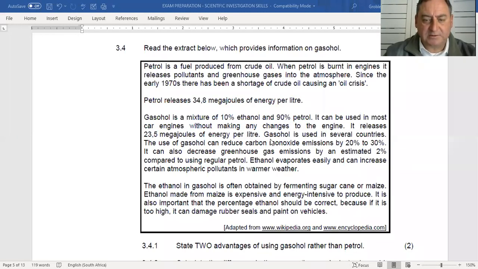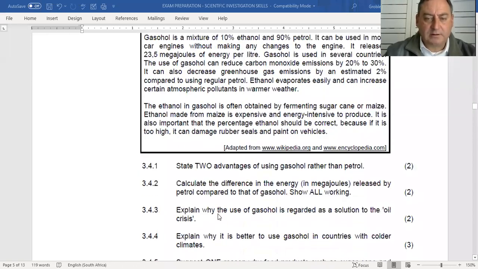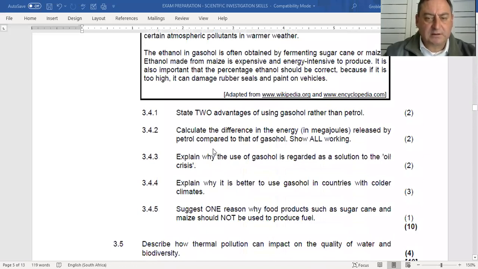So you read the passage and then they ask you. But now let's look at the scientific skills, and you must always show all your working.